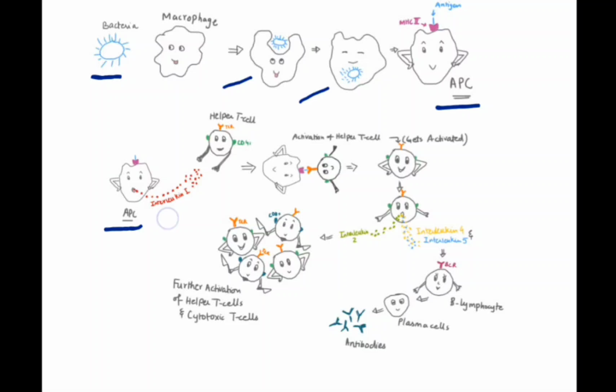So interleukin 1 is released that will attract the helper T cell. The helper T cell gets activated, as you can see, by communicating with the APC. So the activated helper T cell will further release interleukins. For example, interleukin 2 for the activation of further helper T cells and cytotoxic T cells, or on the other hand, interleukin 4 and 5 for the activation of B lymphocyte, which will eventually become a plasma cell, and the plasma cell will produce antibodies.